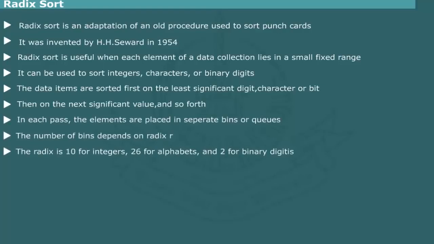For each data item, we need a method to identify the bin to be allocated in each pass. The range R is often called radix. Thus, we have R equal to 10 for decimals, R equal to 26 for alphabets, and R equal to 2 for bits. Click the button to watch visualization of radix sort procedure.